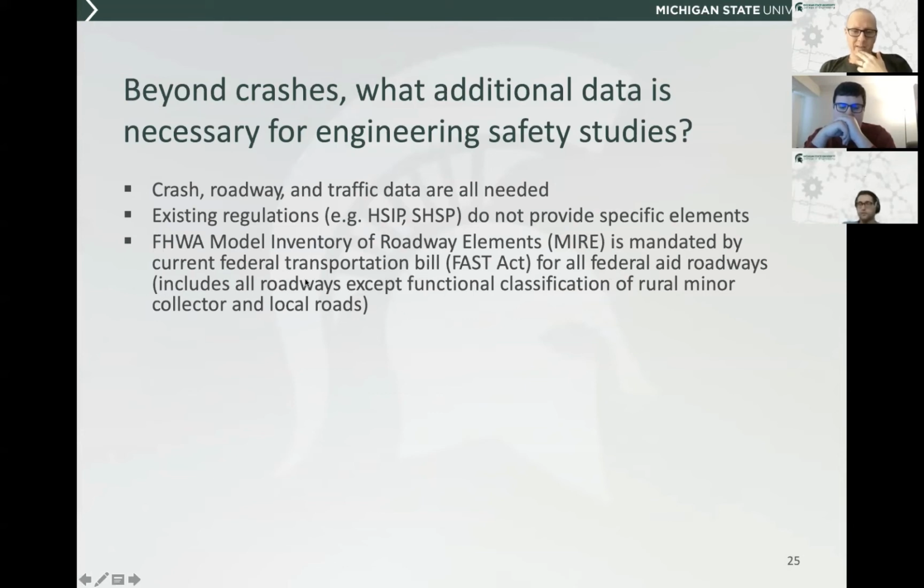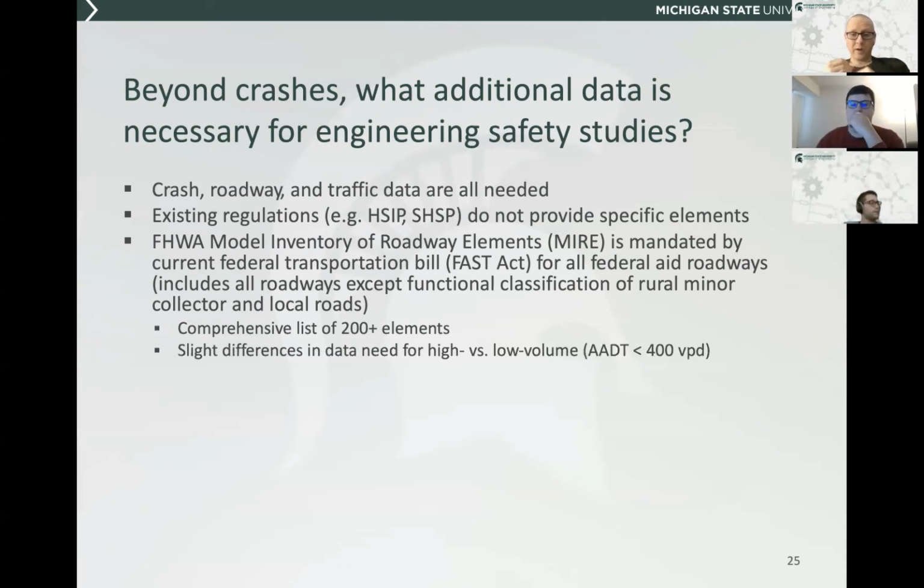So anything that would be getting federal funds for those improvements, so anything beyond rural minor collector and local roads. There's a fairly exhaustive list of data elements here, so more than 200. The requirements aren't as rigorous for low volume roads. So if you look at like the AASHTO definition for low volume roads, if we've got less than 400 vehicles per day, there's not the same level of requirements there, in part because traffic's so low that it's just less of a concern in those cases. We're focusing these efforts towards the higher class roads.